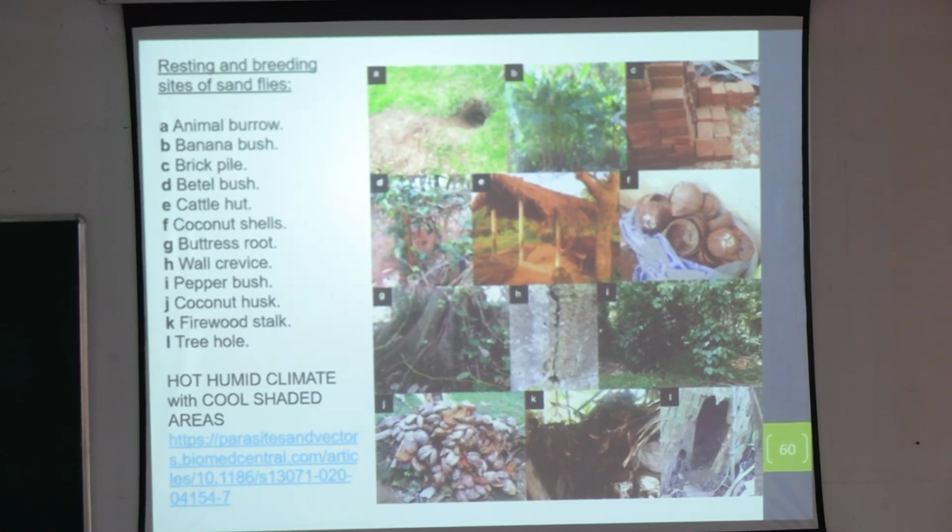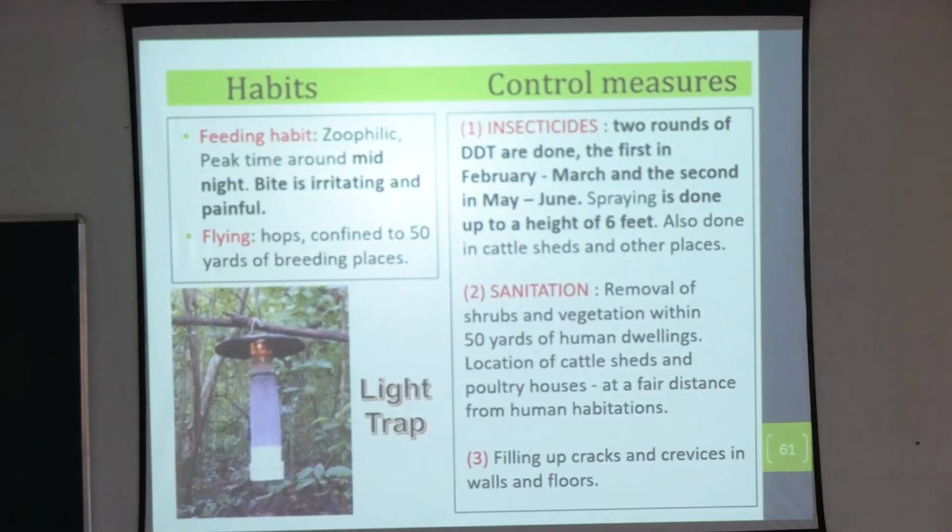Okay. So it mainly requires a hot humid climate with cool shaded areas. Climate টা hot and humid হতে হবে, but they prefer cool shaded areas যেখানে মানে crevice বা wall cracks এর মধ্যে ওরা breed করবে বা rest করবে. So this is where the sandfly is present.